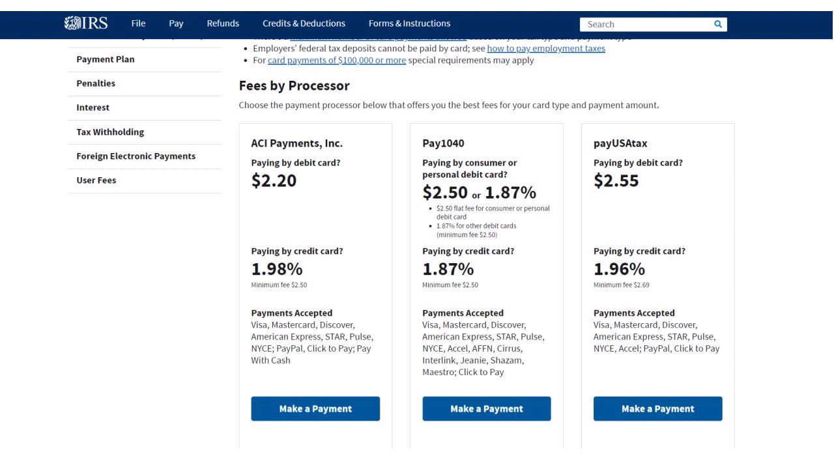For Pay USA Tax, if you're paying by debit card, $2.55. If you're paying by credit card, 1.96%. Minimum fee $2.69. And payments accepted: Visa, MasterCard, Discover, American Express, Star, Pulse, Nice, ASL, PayPal, and Click to Pay.